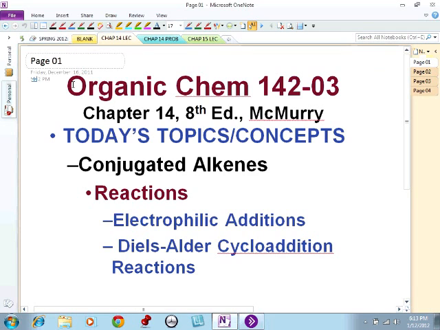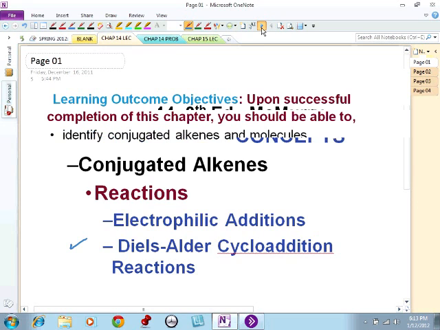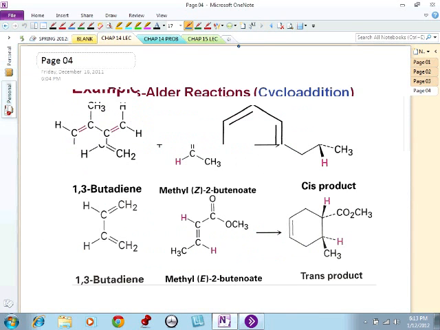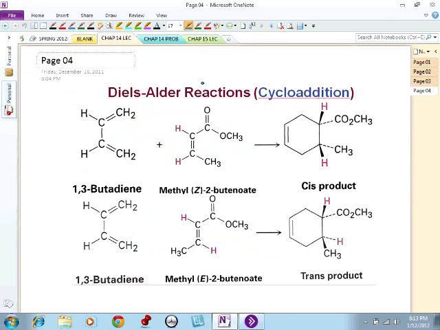Okay, the last time we left, we were doing Diels-Alder cycloaddition reactions. So what we want to do now is to continue this series of reactions. Okay, so we have the Diels-Alder reaction. This is a very important set of reactions indeed.